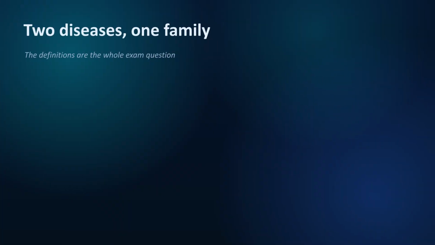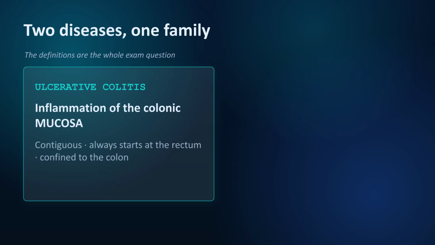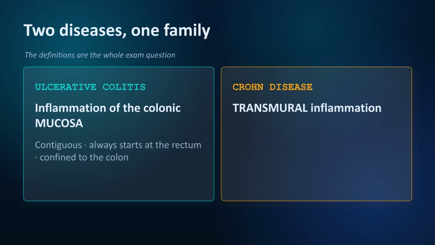Let us get the definitions exactly right, because this is the distinction everything else hangs on. Ulcerative colitis is inflammation of the colonic mucosa. It is contiguous, meaning it spreads in an unbroken sheet. It always starts at the rectum, and it is confined to the colon. Crohn disease is transmural inflammation, meaning it goes through the full thickness of the bowel wall.